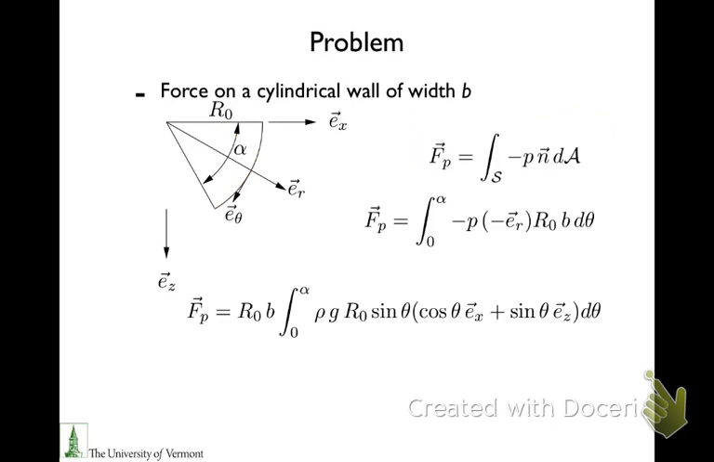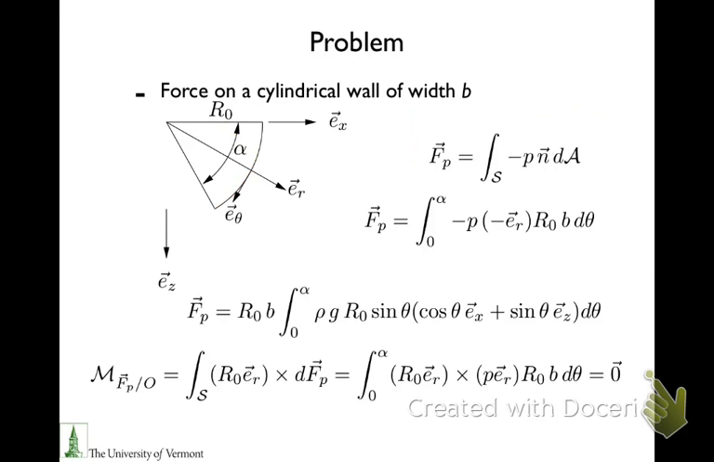But the pressure varies with depth, and it's rho g z for the gauge pressure. So we need to express z as a function of theta, and in this case it's going to be r0 sine theta. So that's theta here. That's the angle defined, say, here. That's theta.